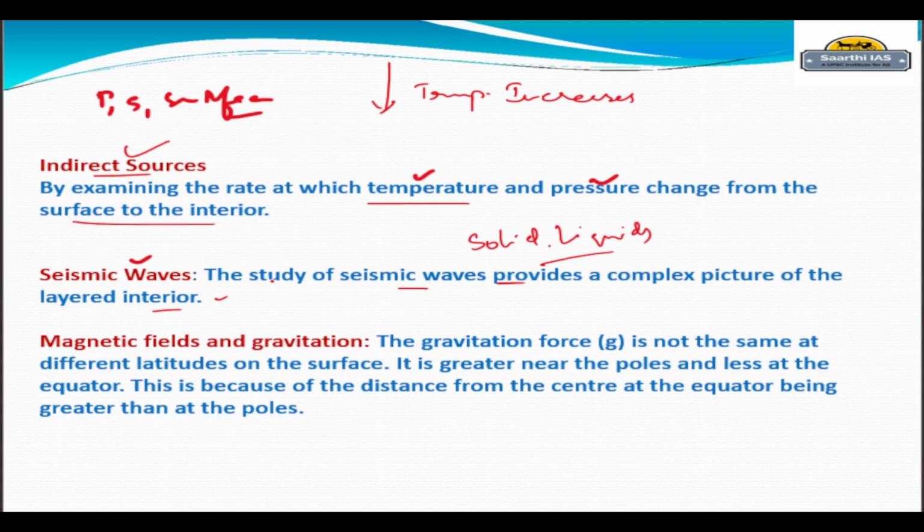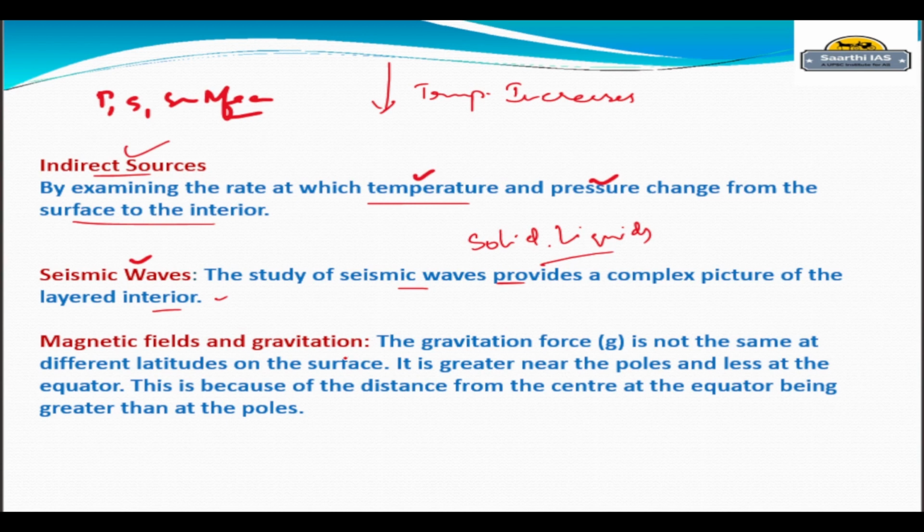कि seismic waves जो हैं, we are dividing them into various kinds of zones, and those waves have a quality of passing through different kinds of materials and mediums. Thus seismic waves are divided this way, and they give us information about the complex picture of the interior of the earth. The third indirect source is the magnetic fields and gravitation.